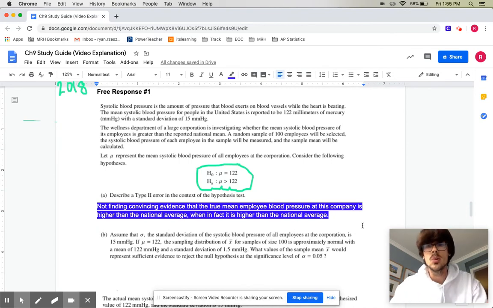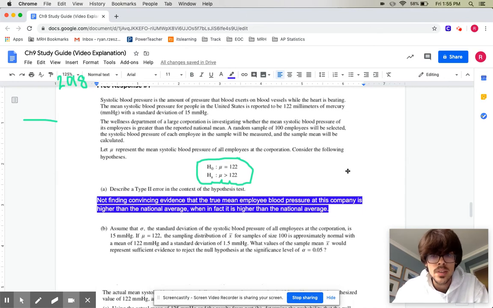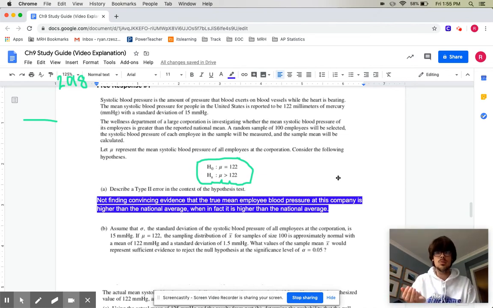You can look back in your notes and we have a script for that if you haven't done this in a little bit, but that's not so bad to do. They didn't ask for a consequence here. A lot of times they will. In this case, if I was going to talk about a consequence, the employees are actually in a risky health situation, but the company doesn't find that they are.